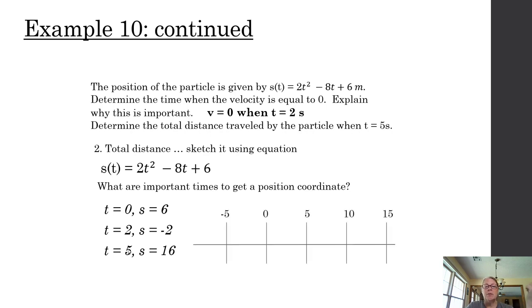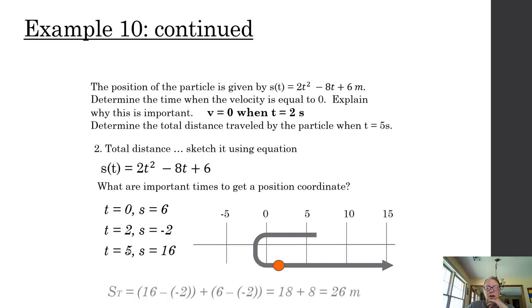So my displacement would be 16 minus 6, which is 10 meters. But if I look at my total path traveled, it's actually a lot larger than that. It's actually 16 plus 2 and 6 plus 2, because it would be 6 minus a negative, okay? So make sure you understand distance and displacement. Displacement is 16 minus 6. Total distance is all of that added up, 26 meters.